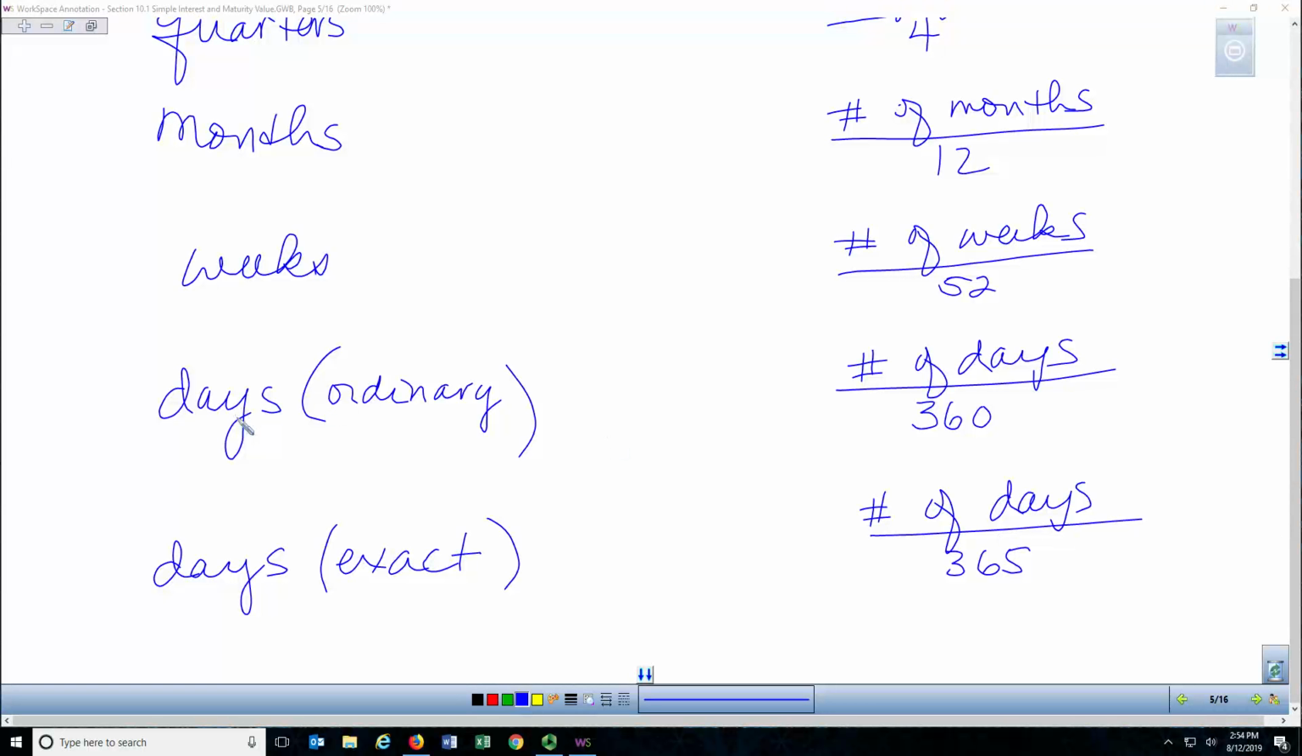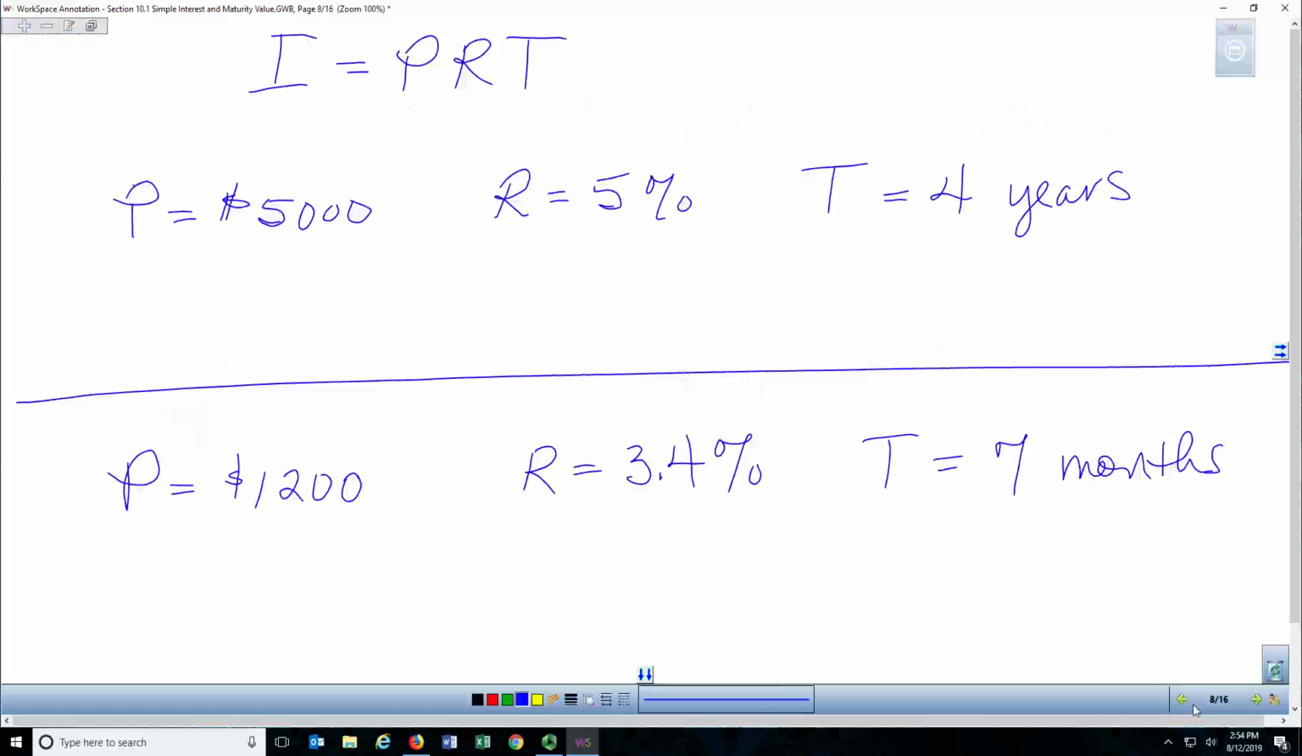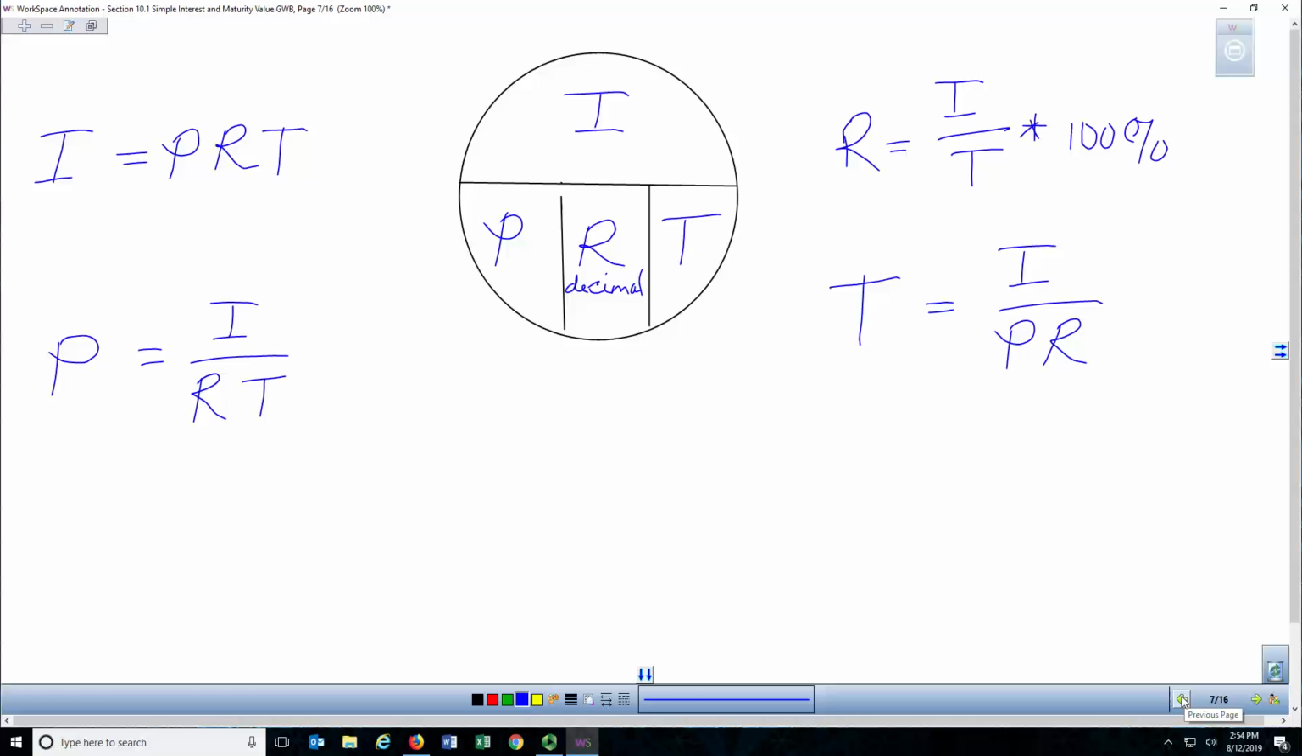And if it's given in days, there are 2 types of days. One is called ordinary, where they use 360 days in a year. So you would take the number of days and put it over 360. If it says exact, then that means we use exactly 365 days. So you would take the number of days and put it over 365. We never, ever use 366 in a leap year.